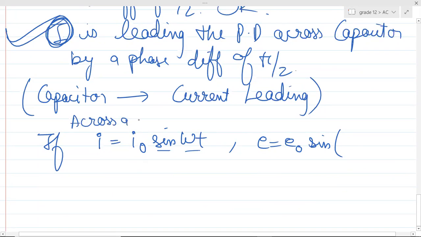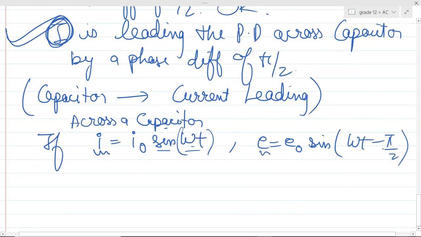Omega t minus pi by 2, exactly. Now you understood it, no? It will be omega t minus pi by 2. Why will it be minus pi by 2? I told you, current is pi by 2 phase ahead of EMF. So if current is omega t, then you have to subtract the phase by pi by 2. Okay? The reason you will understand after a while, once I teach you the phasor diagram.